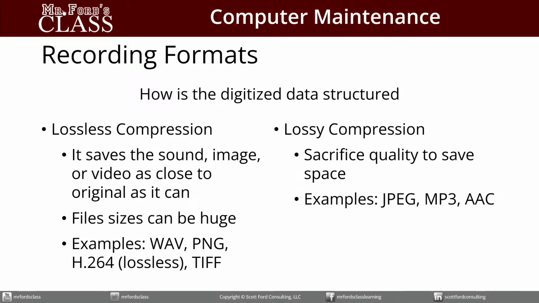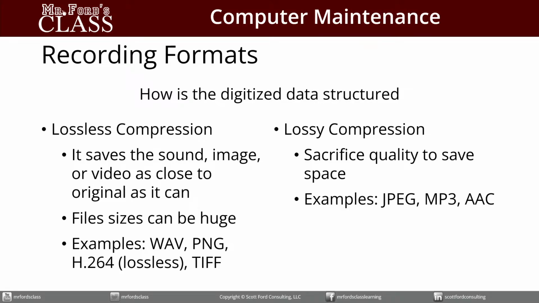We have something called lossless compression, and we have something called lossy compression. Lossless compression means that we're not losing any of the quality of sound. It's going to save the sound, image, or video as close to the original as it possibly can. Because we're saving the original, the file sizes can be absolutely humongous. Examples of lossless compression include WAV files, PNGs, H.264, and TIFF.